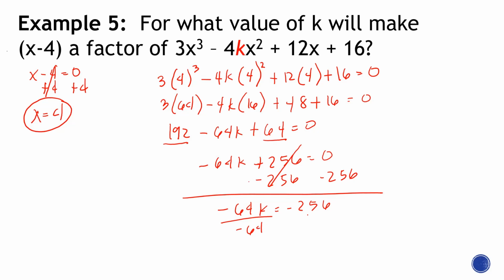And finally, divided by negative 64. Okay, 256 divided by 64 is equal to 4.